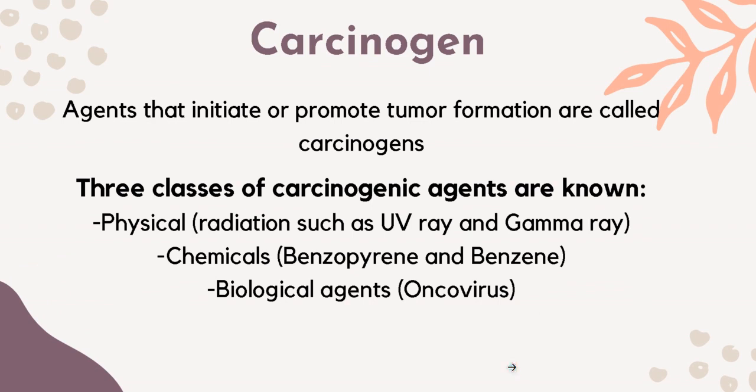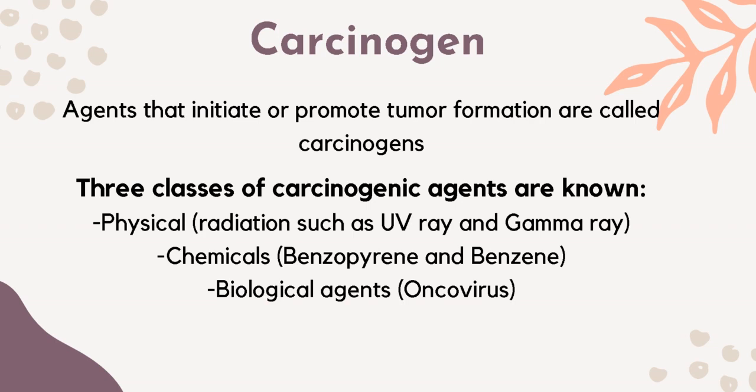Now, carcinogen, what do you mean by carcinogen? Carcinogens are agents that initiate or promote tumor formation or cancer formation. There are three classes of carcinogenic agents known. One is physical carcinogens, where different types of radiation like UV rays and gamma rays are involved. Chemical agents in the body can also cause carcinogenic formation, for example benzopyrene and benzene. And a few biological agents are also related to cancer causing, that is oncovirus. So these are known as carcinogens.